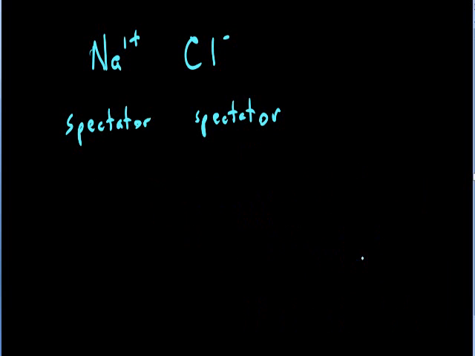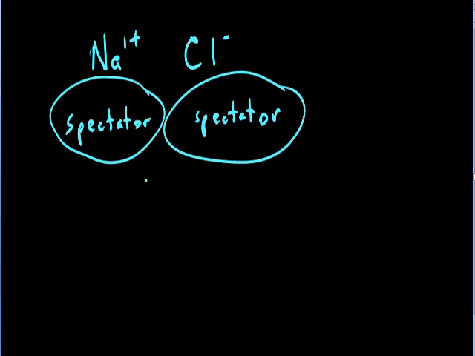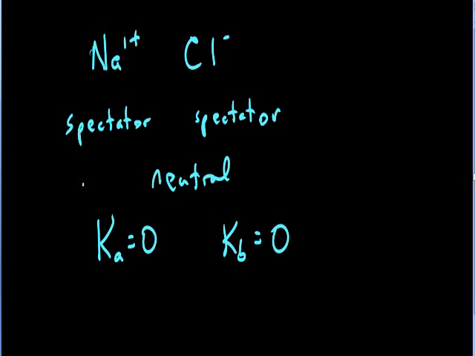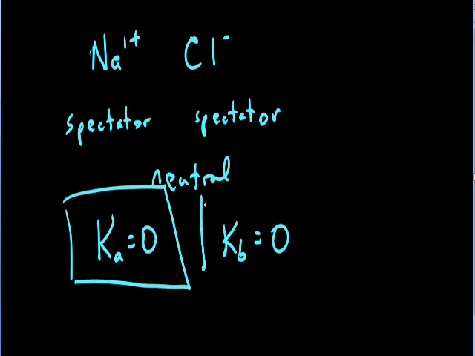Because both ions in this salt are spectator ions, we would say this salt is going to make a solution that is neutral. There's another reason why it's making a neutral solution. The Ka value for sodium, Na plus, functioning as the conjugate acid of sodium hydroxide, is 0. The Kb value for chloride ion is also 0.